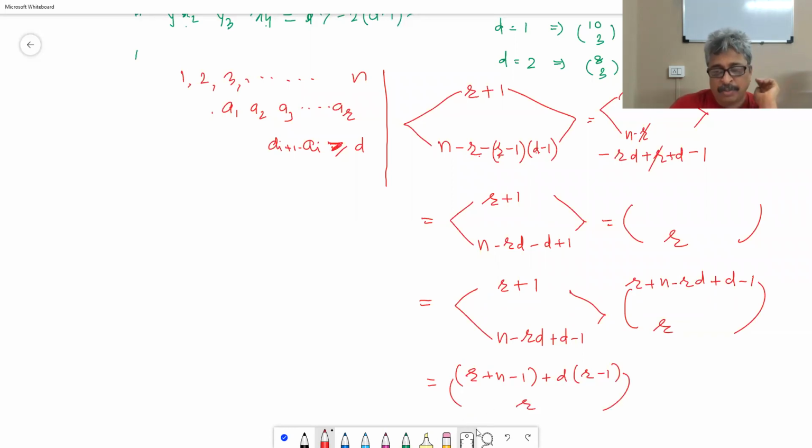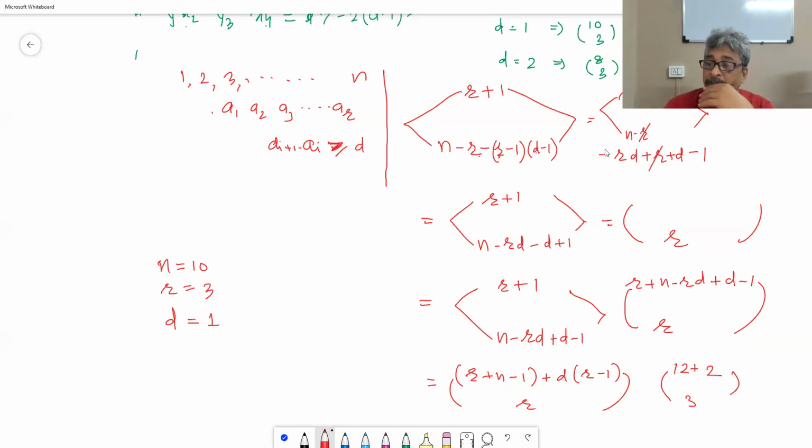I will cross check by putting numbers. I know n is equal to 10, r is equal to 3 and d is equal to 1. How much is my answer? 10 choose 3. Let me check whether I get it. 13 minus 1, 12 plus 2, choose 3. I am getting 14. So I made a mistake somewhere.